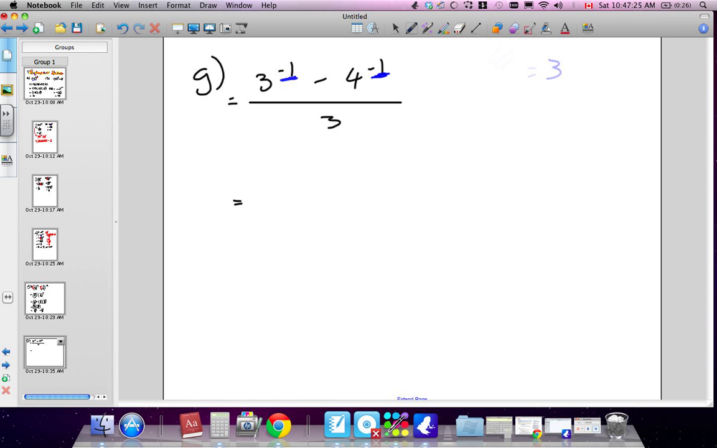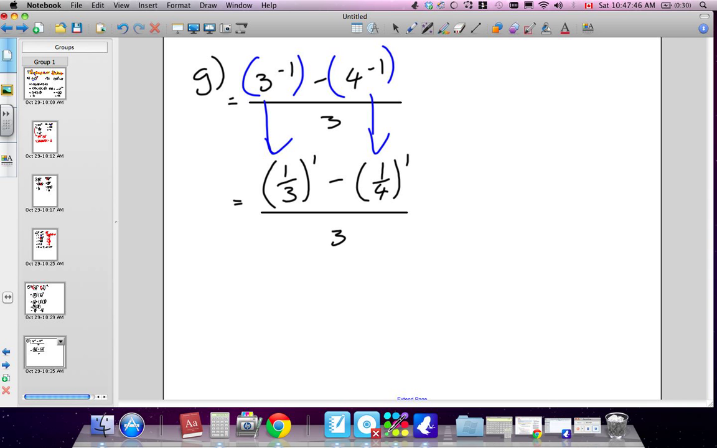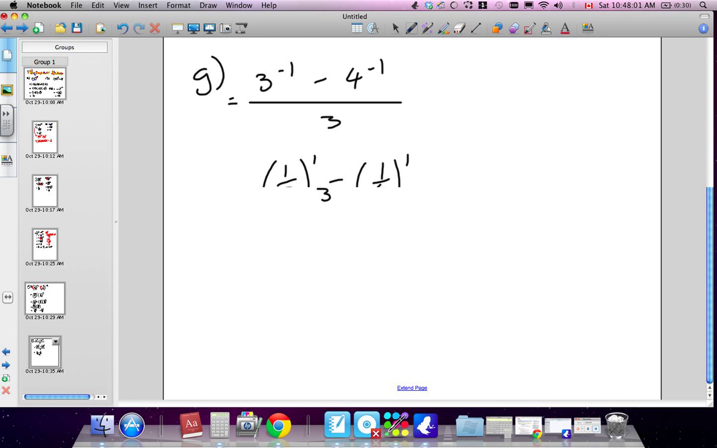Okay, so what I've done is I've changed these both into fractions. Now the ones are important. I can get rid of those two exponents. And I'm left with 1/3 subtract 1/4, divided by 3. And according to our fraction rules, I need a what? Common denominator. So this will be 4 over 12 subtract 3 over 12, which will give us 1 over 12 divided by 3.